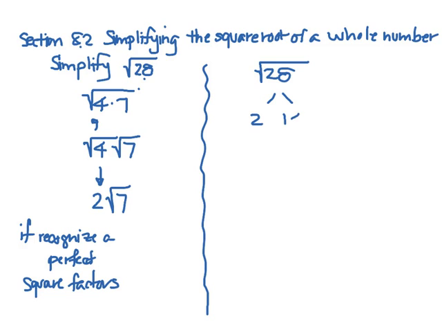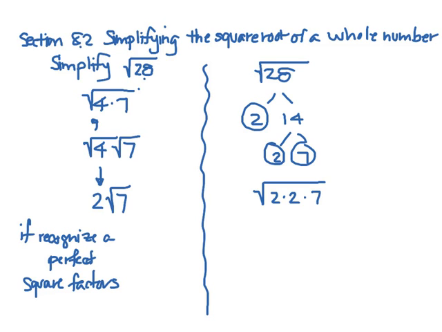We said it was 2 and 14. And then I can break down 14 further, right, to 2 and 7. Now I've gotten to my prime factors, right? So I have a 2, a 2, and a 7. So this way will always work, regardless of whether or not you recognize a perfect square in there. So I can rewrite my 28 as 2 times 2 times 7.